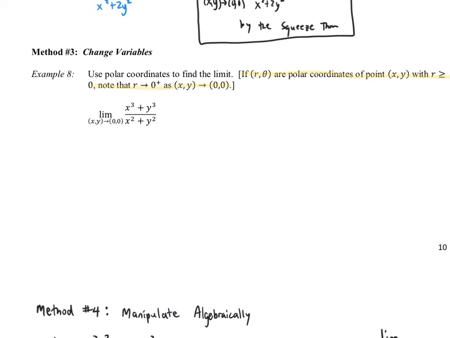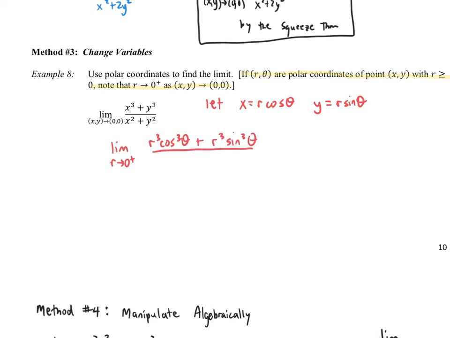So we're going to take the limit as r goes to 0 from the right. We're going to convert the limit value. And then remember, we're going to let x equal r cosine theta, and we're going to let y equal r sine theta by definition. So we end up getting r cubed cosine cubed theta plus r cubed sine cubed theta divided by x squared plus y squared, which is now going to be r squared by definition. And we can cancel here.